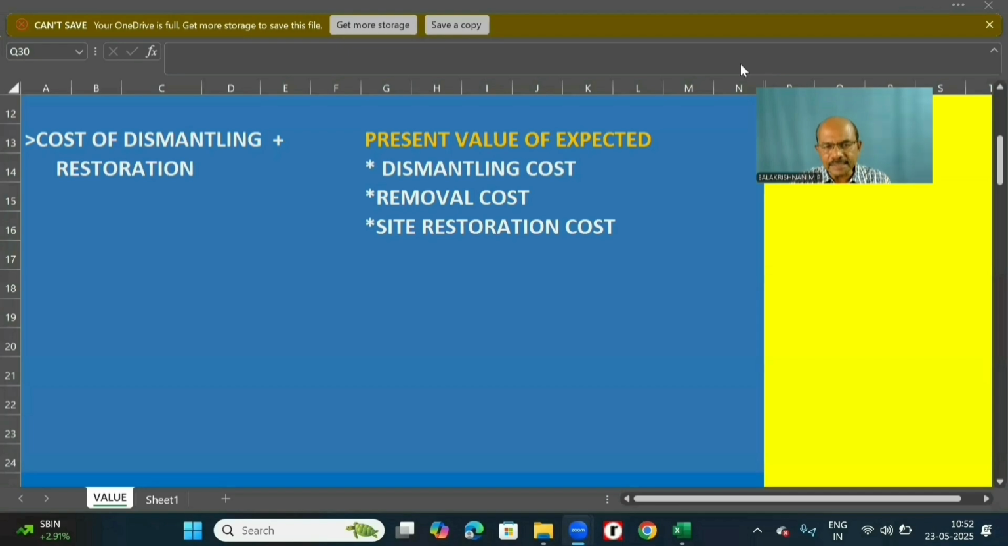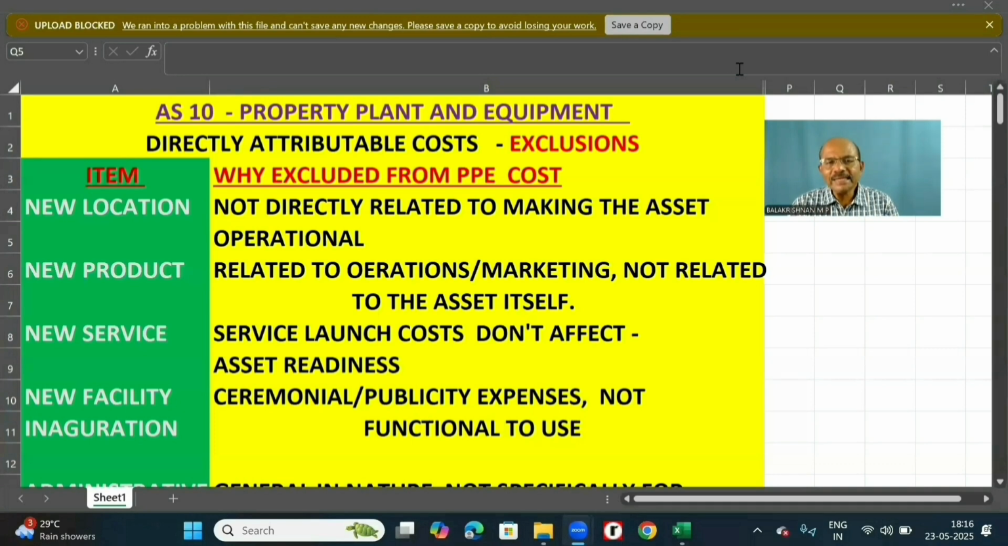Now, why is it included in the purchase cost? Because AS 10 says all directly attributable costs. I repeat, all directly attributable costs necessary to bring the asset to its present location and condition must be capitalized. This obligation arises due to the installation of the asset, is it not? So it is attributable to the asset, that's all. However, there are certain exclusions to the directly attributable costs. Let us learn one by one.